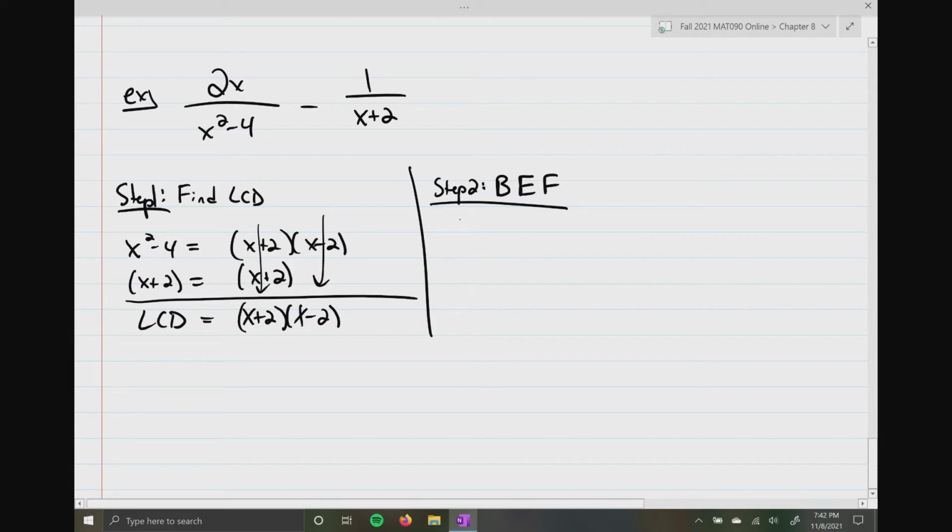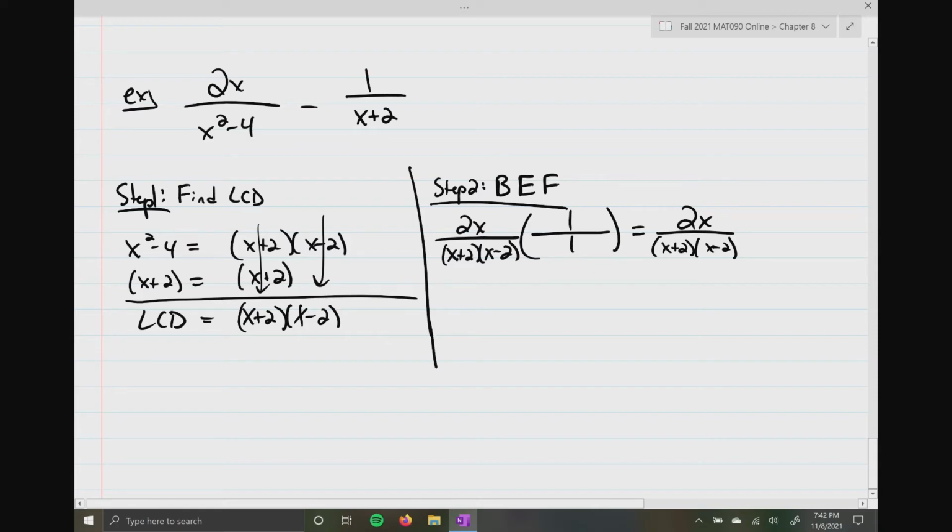So my first fraction is 2x over the quantity x plus 2 times x minus 2. Remember, write it in its factored form, okay? Our goal is to get a denominator of x plus 2 times x minus 2, and it just so happens we already have that here. So we're just going to write 1 over 1 and call it a day. And that's a great thing when that happens.